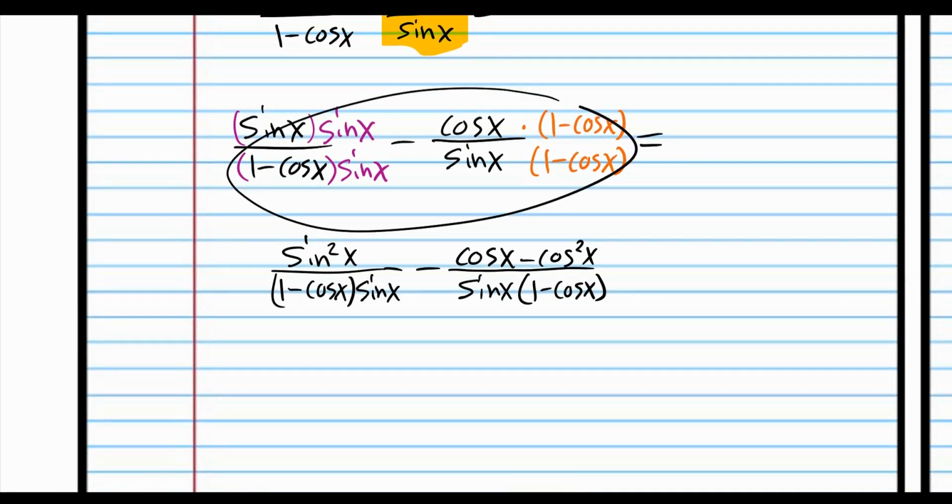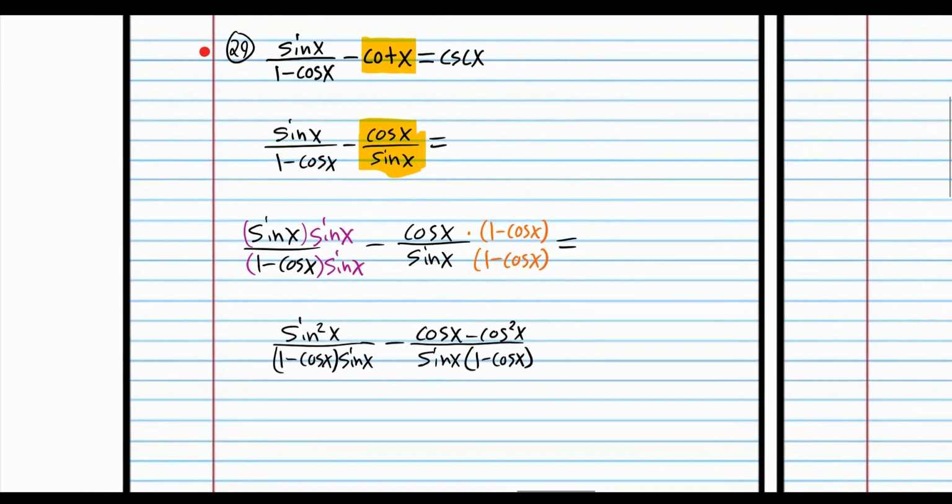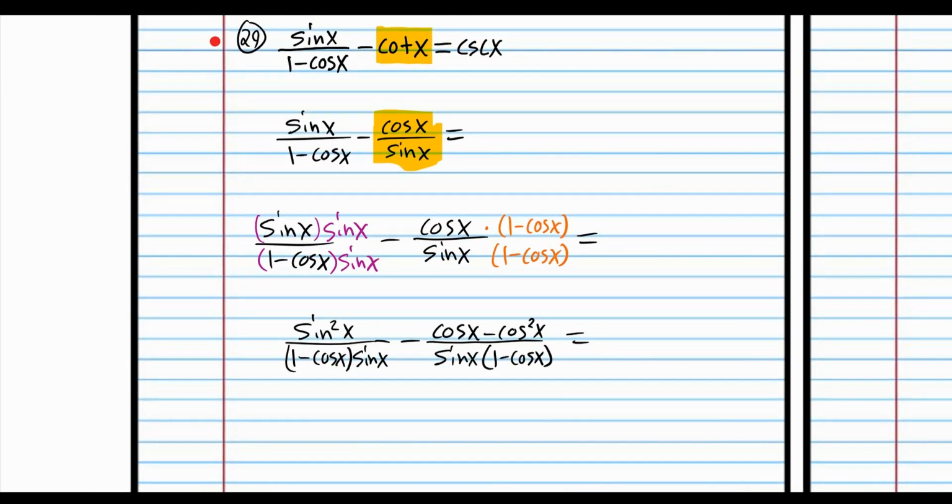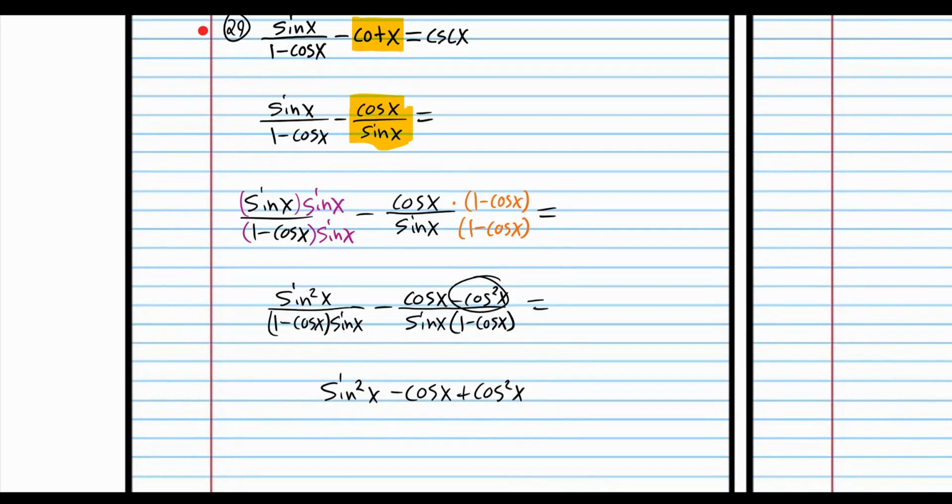So why did I do this? Well, because now we have a common denominator. So we can combine the two. And I'm subtracting these, so you have to be very careful about your signs. I'm going to subtract these. This is a positive cosine x, so it becomes negative cosine x. This is a negative cosine squared x, so it becomes positive cosine squared x. And all of that is over 1 minus cosine x times sine x.